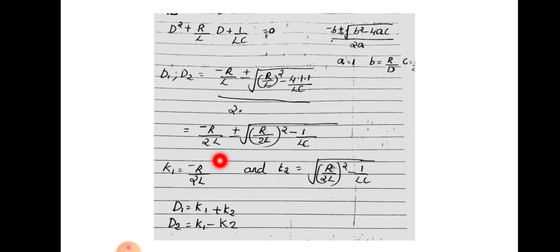By reducing this equation, we will get minus R by 2L plus or minus root of R by 2L all square minus 1 by LC. In this term, for simple notation, we are taking K1 equal to minus R by 2L and K2 equal to the root term. So we can simply write D1 equal to K1 plus K2 and D2 equal to K1 minus K2. Here K1 is this quantity and K2 is this quantity.